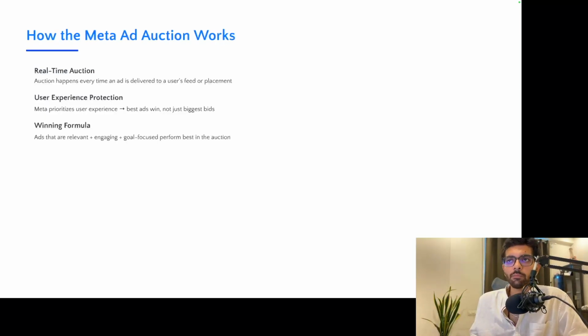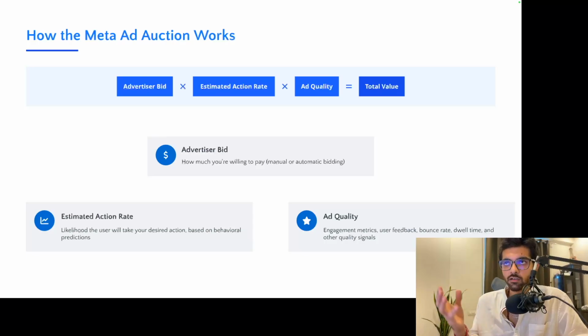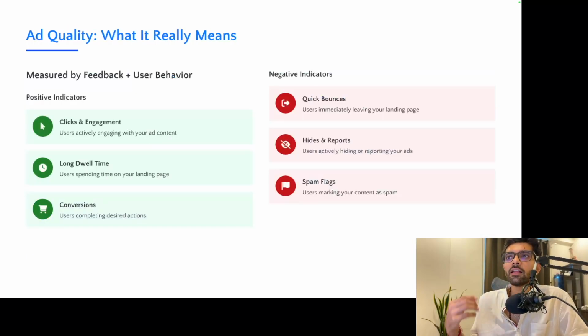Meta ad auction happens in real time. User experience protection is key for Meta, and the winning formula is basically to maintain the ad quality, right? Advertising bid, if you're doing manual bidding, is in your hand, but estimated rate of action, and if you're using an automated bidding strategy, happens almost in real time without your control. So ad quality is something that you can really control. These are the signals for ad quality, positive as well as negative. So you have to make sure you have more positives and fewer negatives.